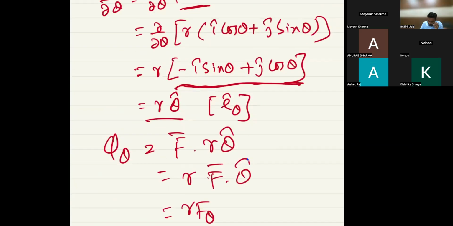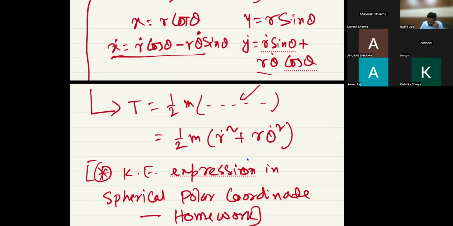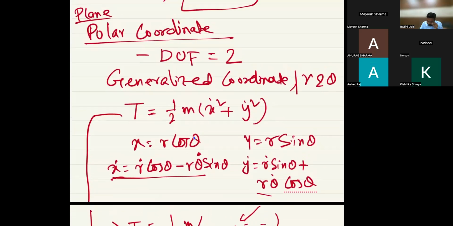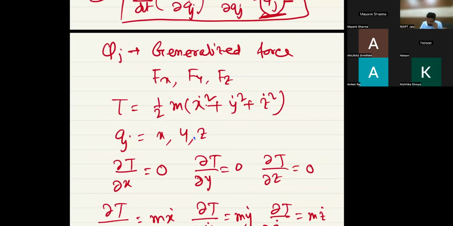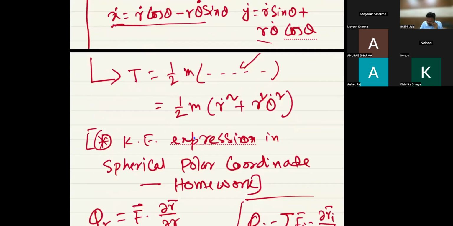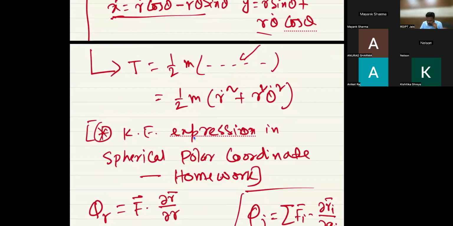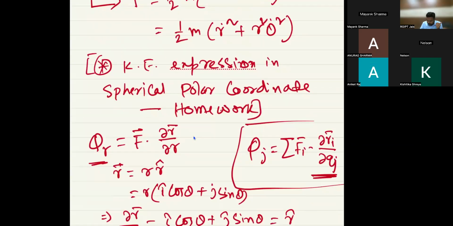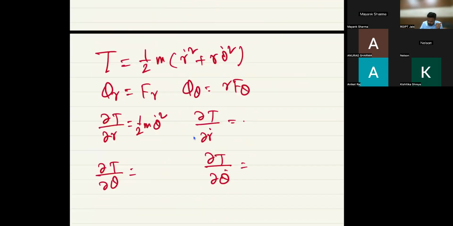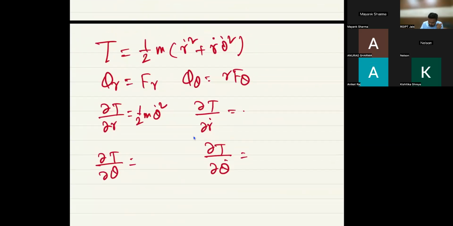I've made some mistake somewhere. This is r square theta dot square. Let me check. We made one mistake. This should be r square in plane polar coordinates. In the final kinetic energy expression, this term will be r square theta dot square. So this is r square theta dot square.